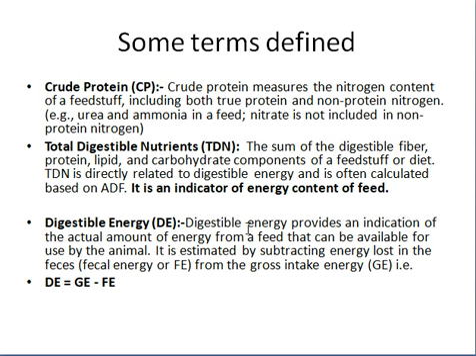Digestible energy. Digestible energy provides an indication of the actual amount of energy from a feed that can be available for use by the animal. It is the actual energy which will eventually be used by the animal. It is estimated by subtracting energy lost in the feces from the gross energy intake. So gross energy minus fecal energy is digestible energy.